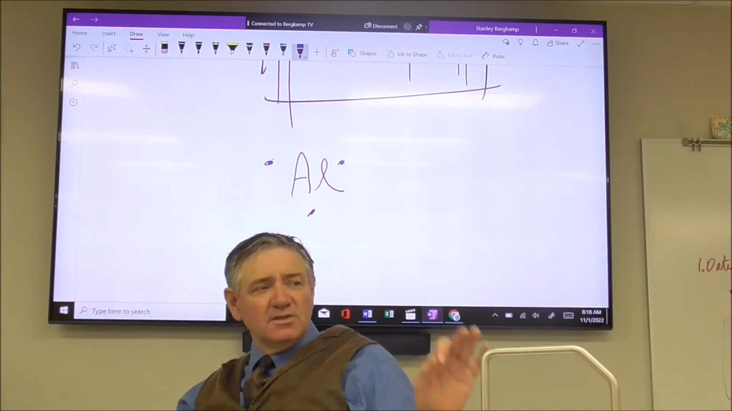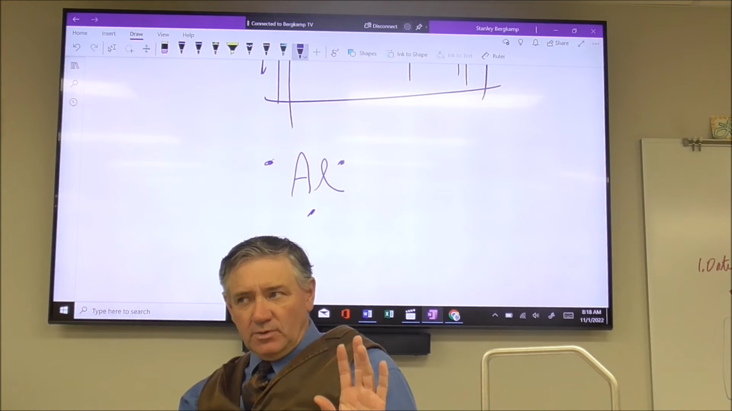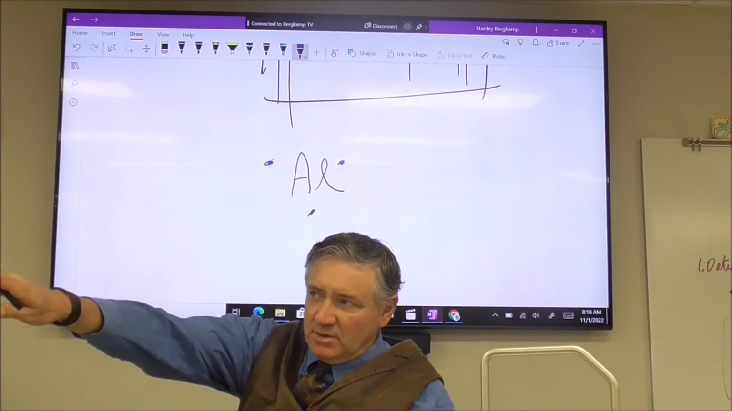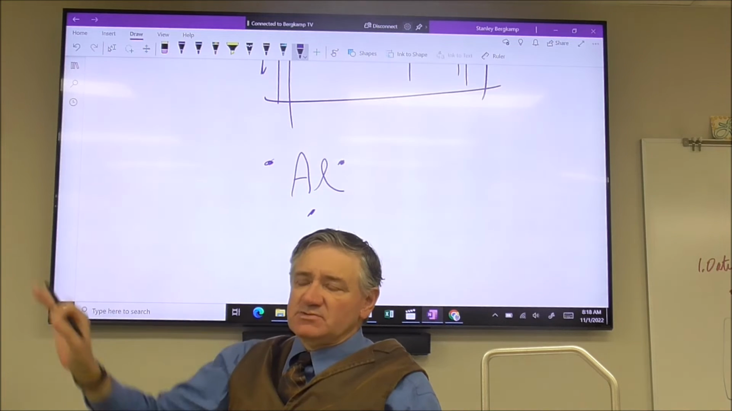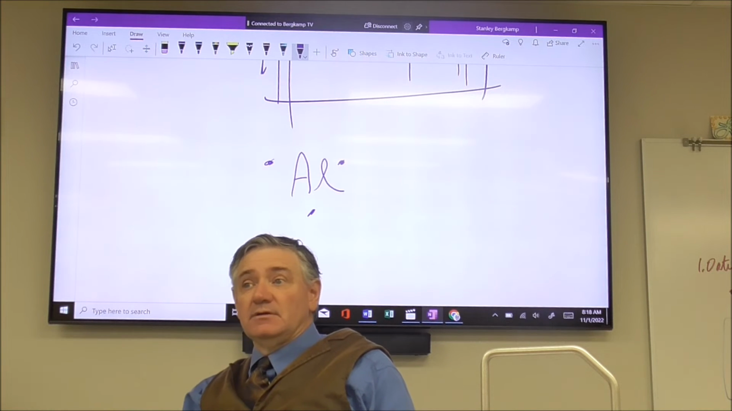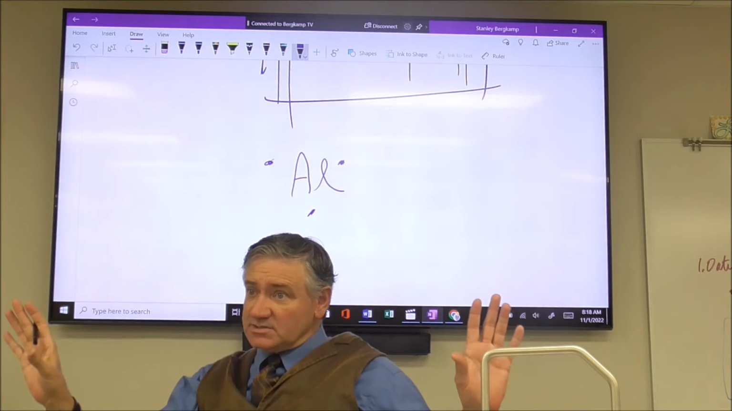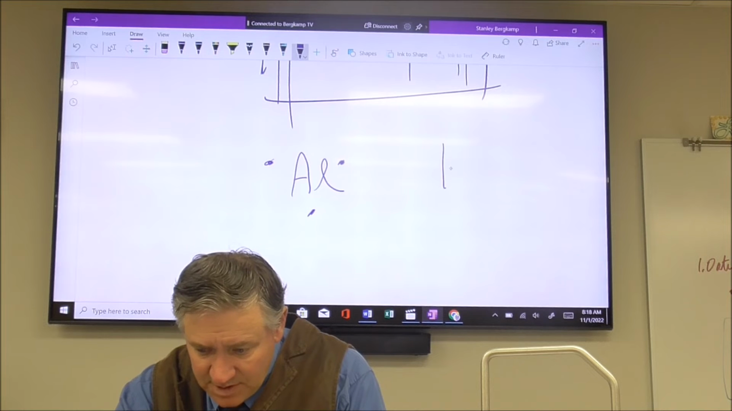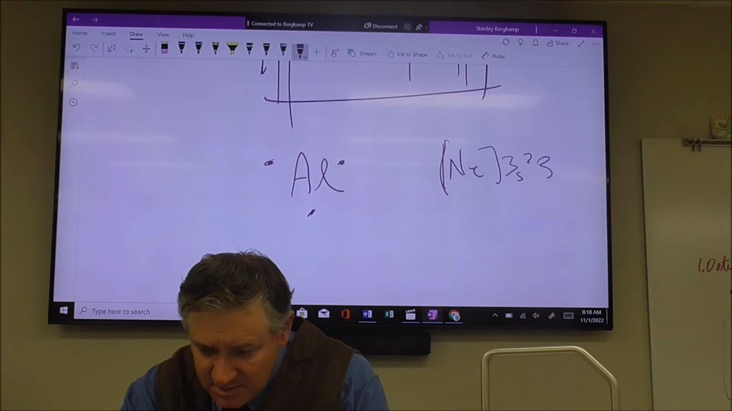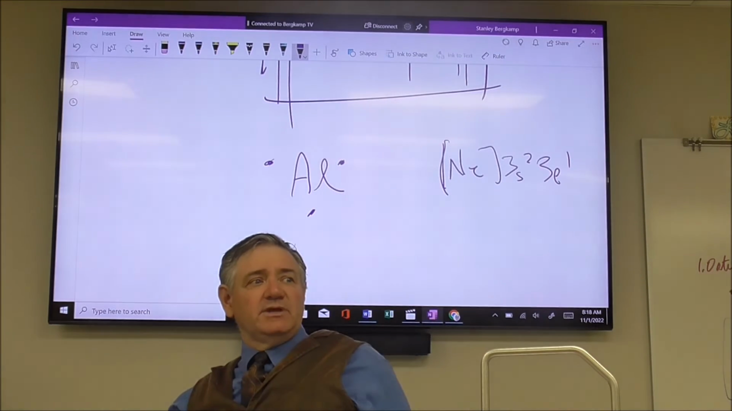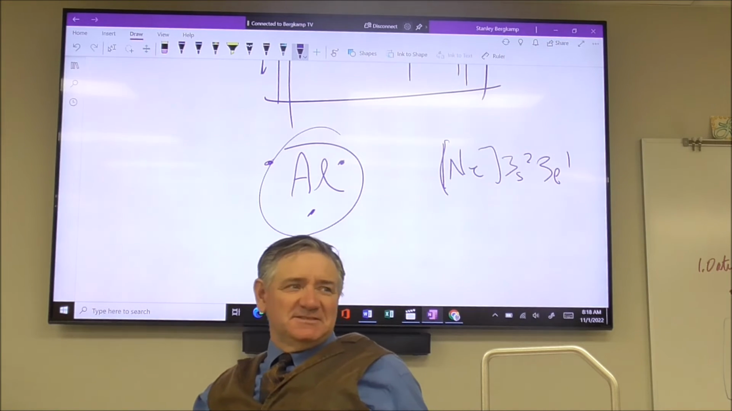Now, once aluminum loses those 3 electrons, which noble gas electron structure does it have? Neon. Because if you were to write the electron structure for aluminum with the shortcut, that's neon core, 3s2, 3p1. So it's like Halloween. Aluminum goes, I want to go out dressed as neon.